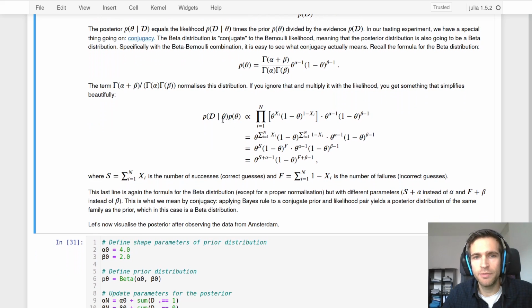If you multiply the likelihood times the prior, in this case we'll get the product of the individual observations for this Bernoulli function, and then we'll multiply that with the beta prior.